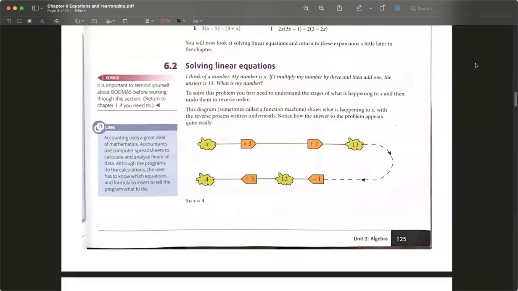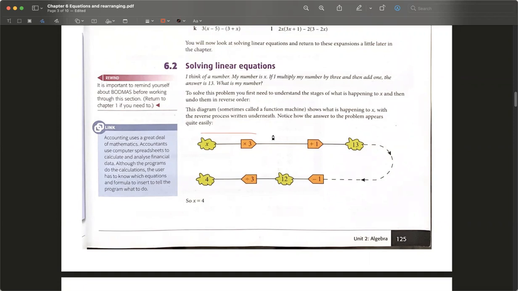So for 6.2, we are going to solve linear equations. For linear equations, it is like this example given here. I think of a number, my number is x. If I multiply the number by 3, then add 1, the answer is 13.